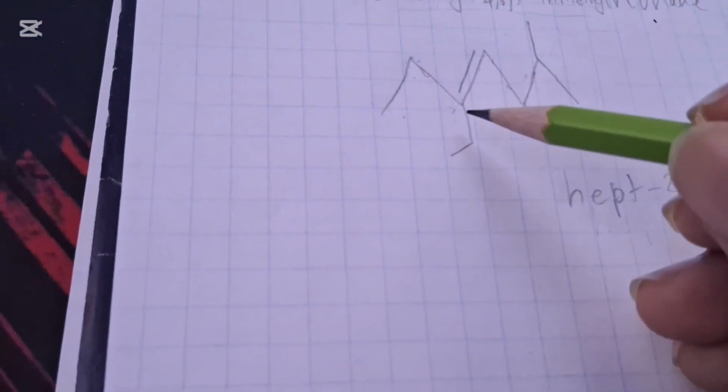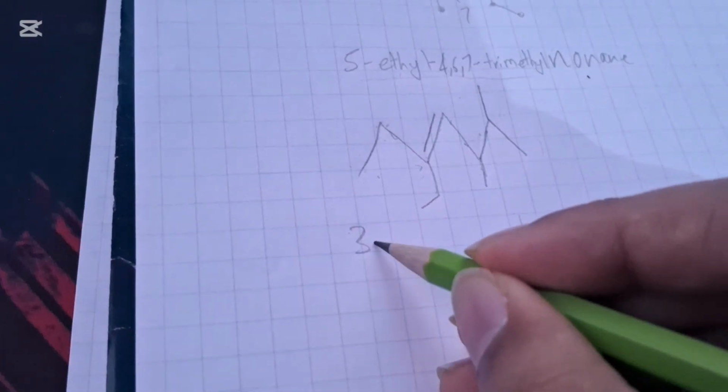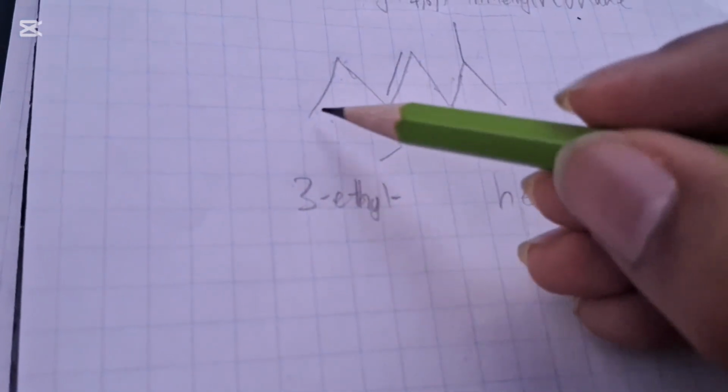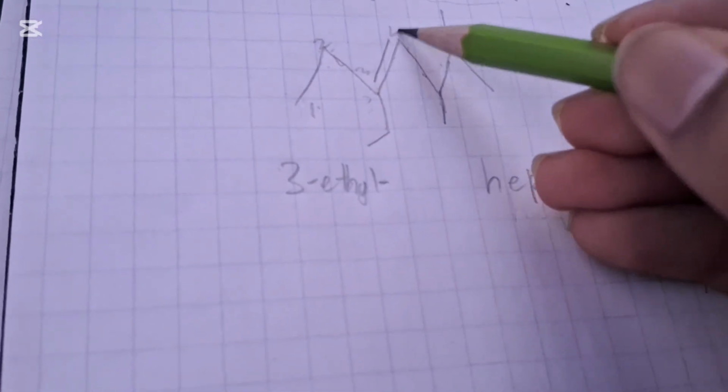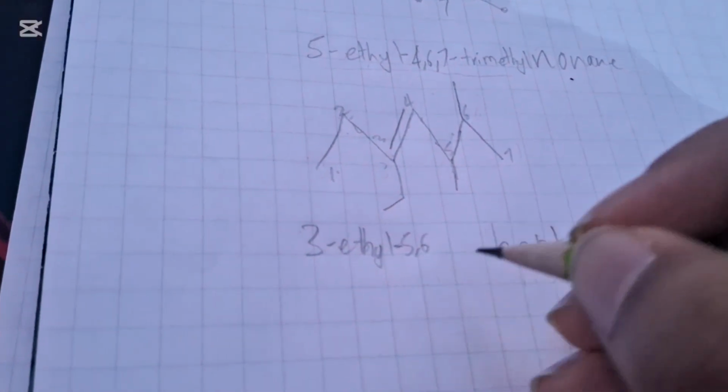Okay, now we know that alphabetically ethyl comes before the methyl groups. So it's 3-ethyl, right? It's 3-ethyl. And now where's methyl? 1, 2, 3, 4, 5, 6, 7. So we know it's on 5 and 6. So we write 5 and 6.